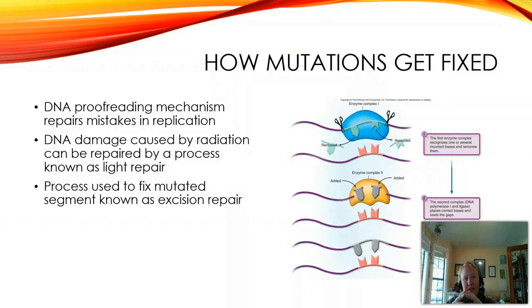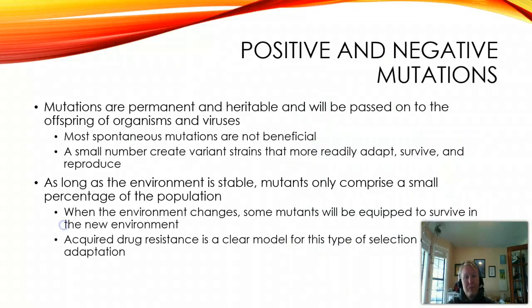What happens regardless is that these sections of DNA are found, and then a process called excision repair through an enzyme complex will come in, remove the wrong bases, and put in the correct bases, and then it will continue on. So this is how they get repaired. So this is why not all mutations are seen immediately, because they get fixed before they become a problem.